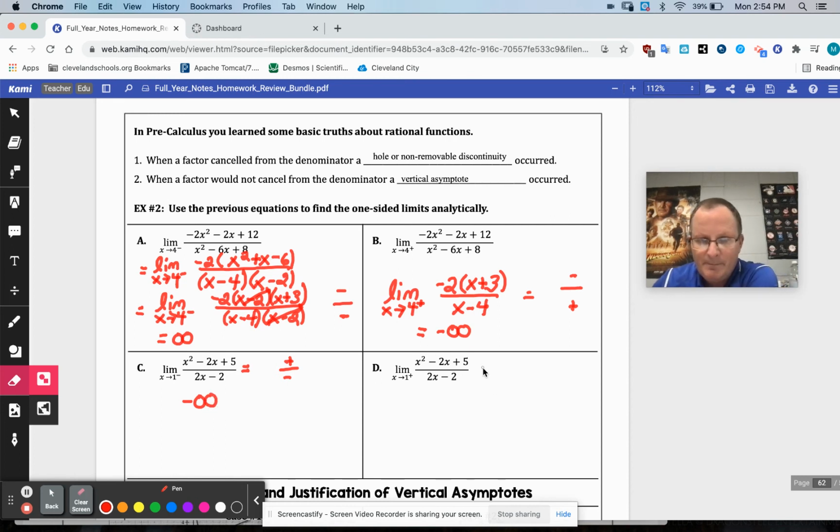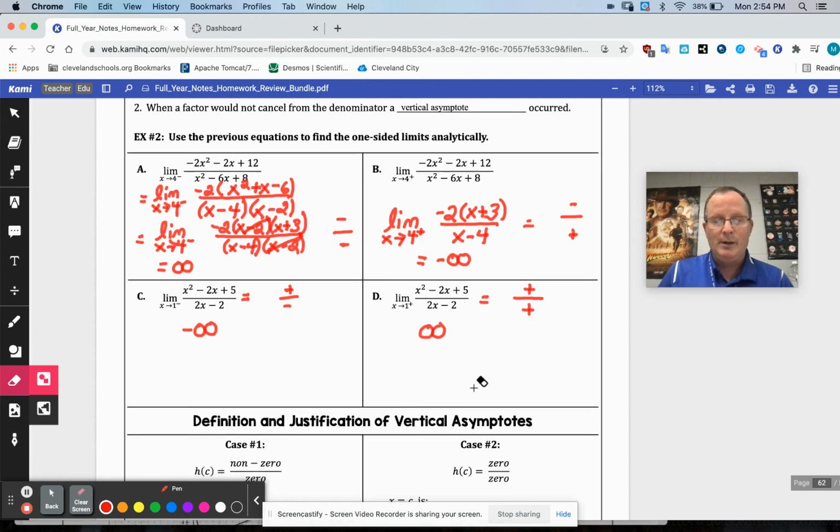Same thing here. This time we're coming from the right, so all of that on top is positive, divided by, if I pick a number greater than 1, something greater than 0 also. That's a very, very small positive number into a positive number. That's going to go to positive infinity, which are the same things that we saw on the graph. Okay, so there we go.